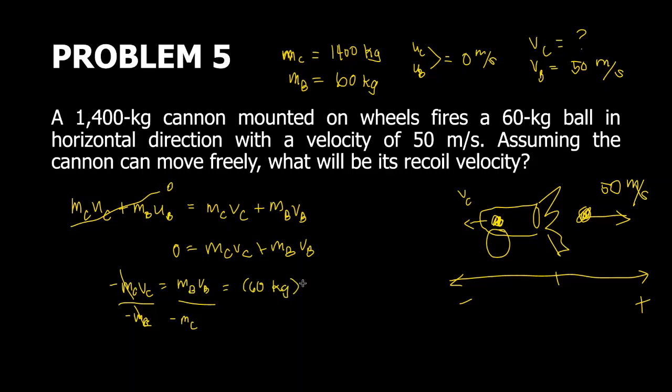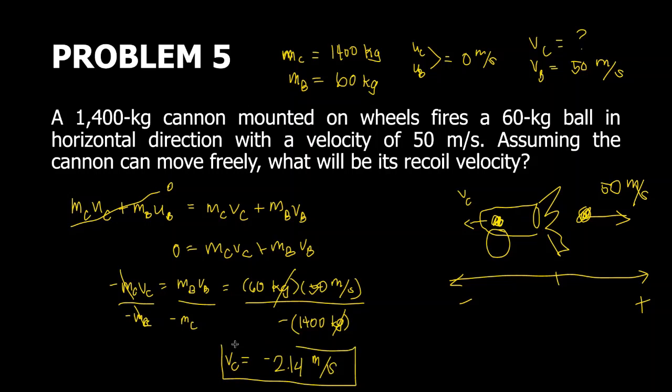And what's the velocity of the ball? That is 50 meters per second, divided by the negative of what's the mass of the cannon? That's 1400 kilograms. The kilograms cancel. So your velocity of the cannon is equal to negative 2.14 meters per second. So that's our answer for this problem.